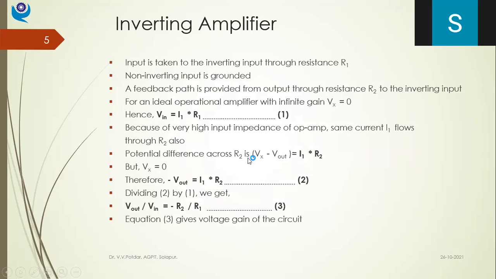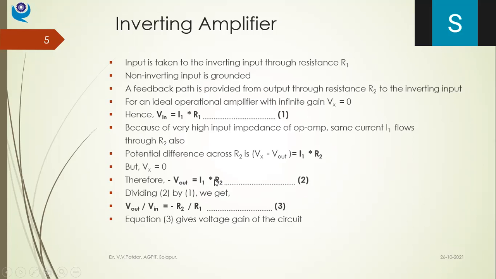But Vx is equal to 0. So minus Vout will be equal to I1 into R2. This is my equation number 2. Dividing equation 2 by equation 1, Vout by Vin.